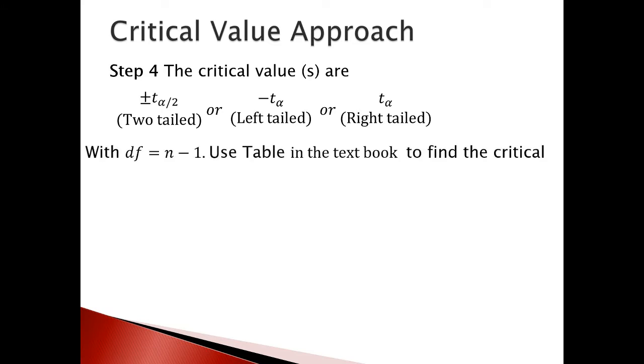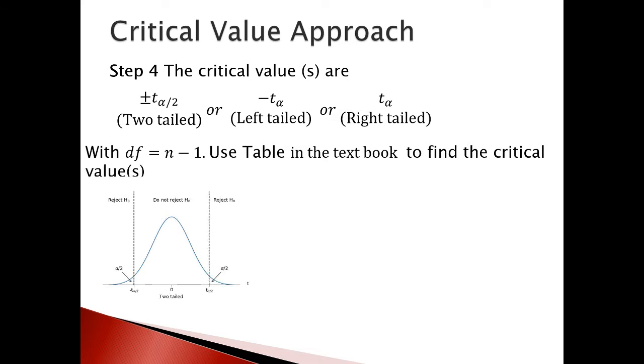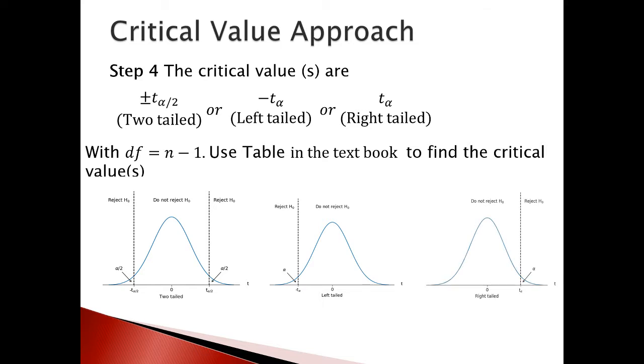Now we can say that df equals n minus 1. I already discussed this formula in the previous slide, and we need to find critical values. So we can use our textbook, because there is a table so that we can easily find the critical values. The first figure is two-tailed, the second figure is left-tailed, and the third figure is right-tailed.